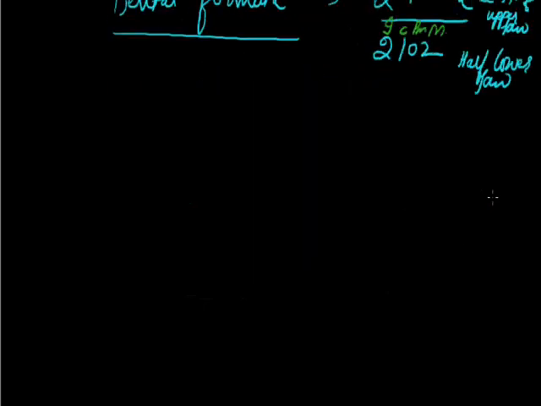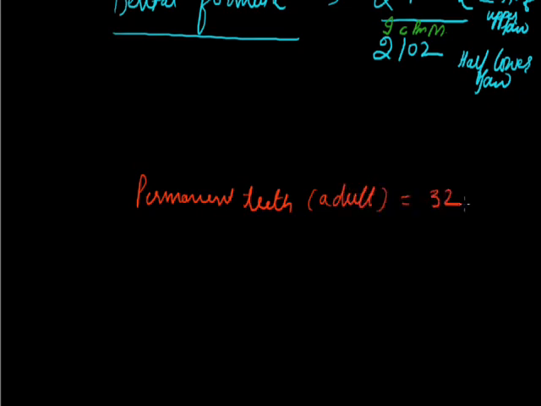Now if I talk about the dental formula of permanent teeth, meaning the teeth present in an adult, there are a total of 32 teeth present in an adult, and this permanent set of teeth arises at the age of 6 to 12 years as a replacement of the milk teeth. Now they are 32 in number.